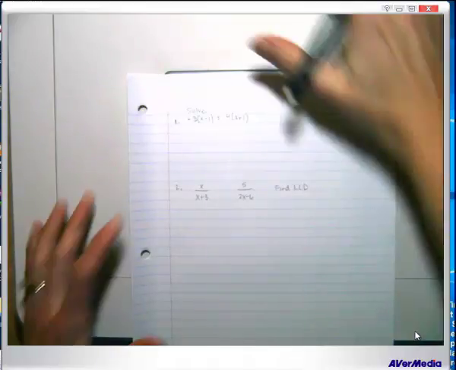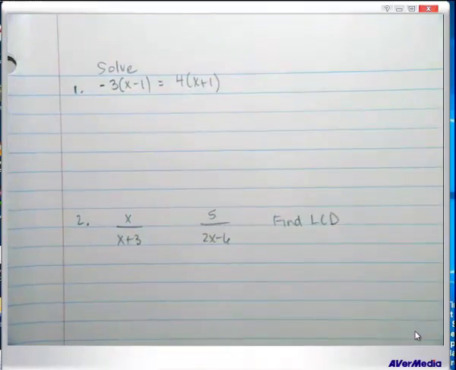All right, so let's go over the warm-up. So the first question was just to solve this equation that had -3 times x minus 1 and then 4 times x plus 1. So Brittany, what did you do first?